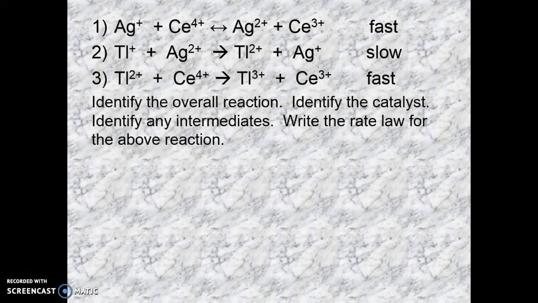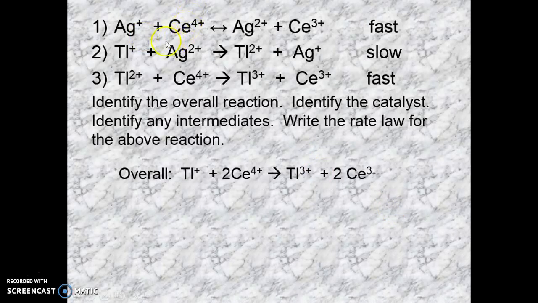What's a catalyst? A catalyst is something that doesn't, over the course of the reaction, get used up. So it goes in, helps the reaction happen, but in the end, it's still there. Identify any intermediates and write the overall rate law. So take a minute, pause the video, give yourself a chance to try all that.